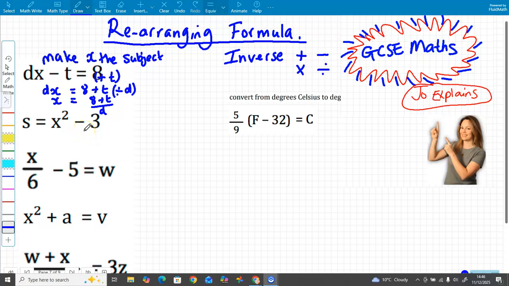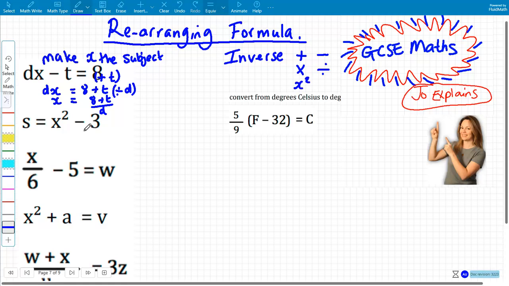Okay, so the next one is make x the subject for this one. So we are going to start to get everything away from x, including that square. I didn't write here, the opposite of the square is the square root. So moving everything around, let's have a look. We've got our equal sign there. I'm going to write it over here. So we've got s equals x squared minus 3. So let's add 3 to both sides first.